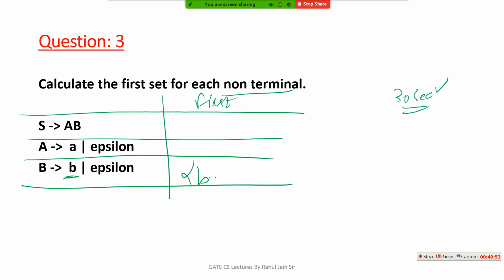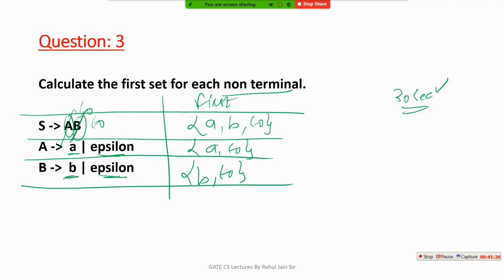Okay, so what is first of B? First of B is B and epsilon. First of A is A and epsilon. What is first of A? A. And first of A is also epsilon. So if I replace it with epsilon, what am I left with? Only B. So first of B would be B. But it is again epsilon, so if I replace it with epsilon again, I am left with nothing, so I need to include epsilon itself. So this is the first set of the given grammar.